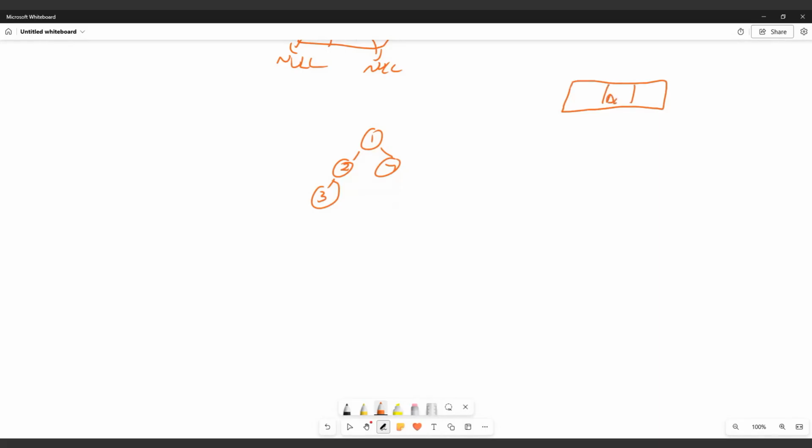There is data, and there is a pointer which points to the left subtree, or the left child, and there is also a pointer which points to the right child. If it is a binary tree, it is pointing to the left and the right. If it is a tri-tree, there would be one more extra pointer. Is it clear up to this point?